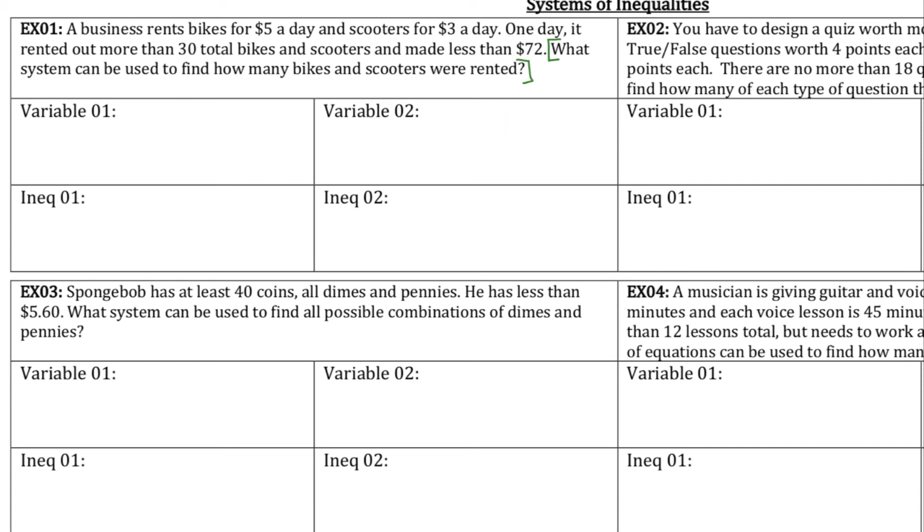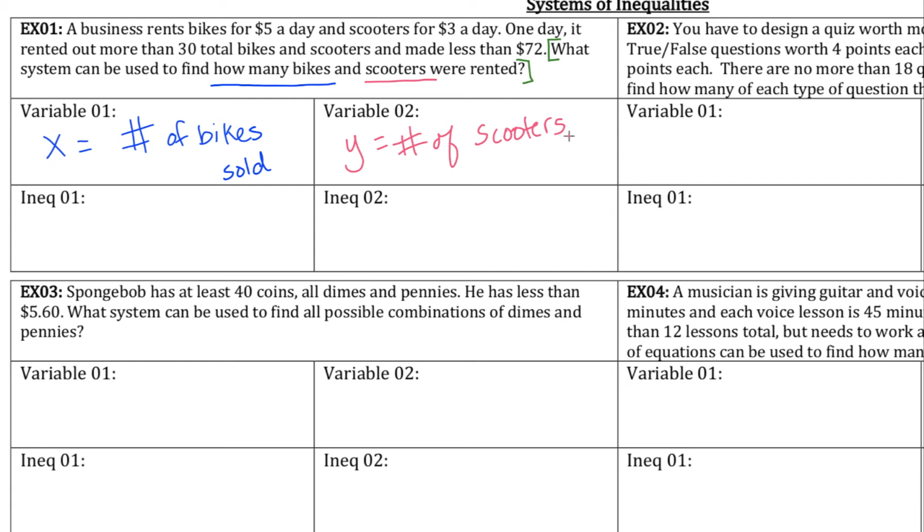So it tells us right here how many bikes and how many scooters. We'll use X and Y again. X is the number of bikes that were sold, and Y is the number of scooters sold. It tells us that bikes were $5 a day and scooters were $3 a day.